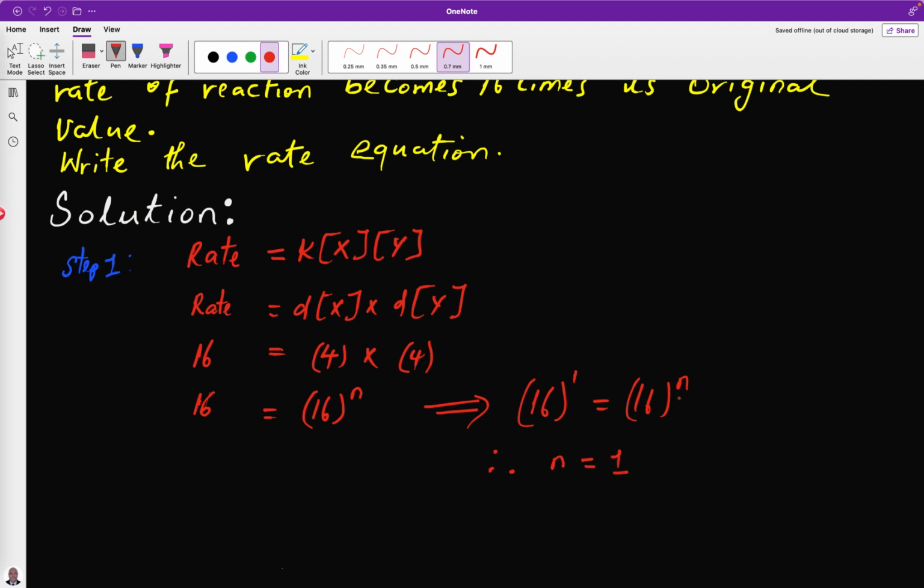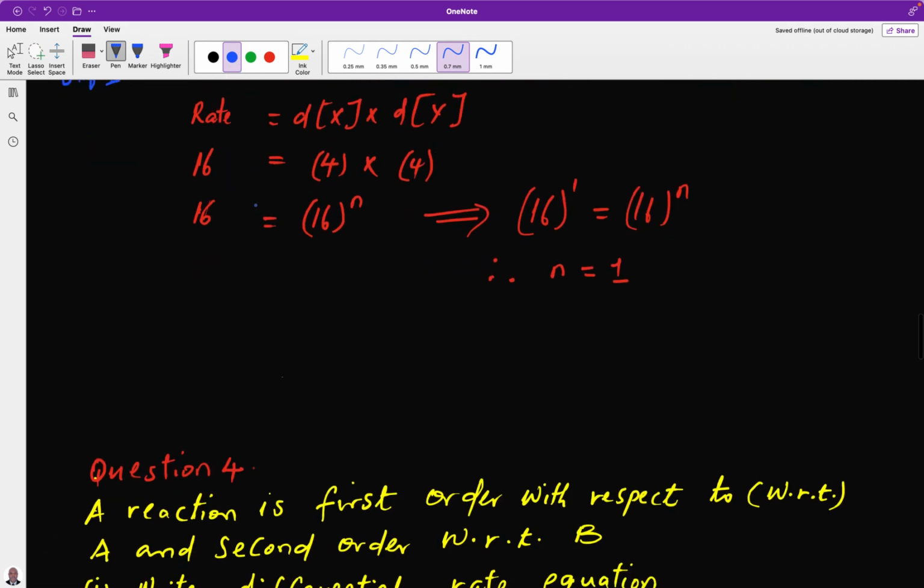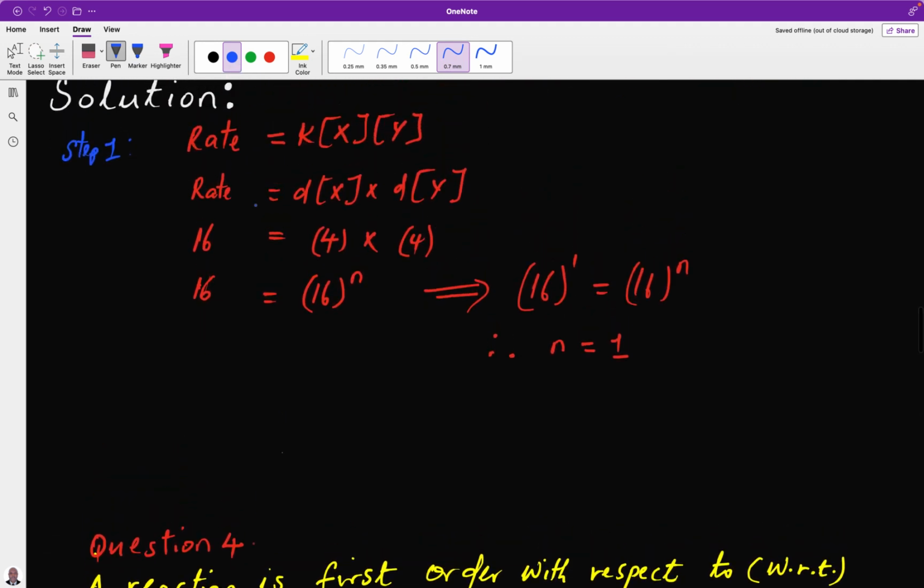Step number 2, the order of reaction with respect to step 2.